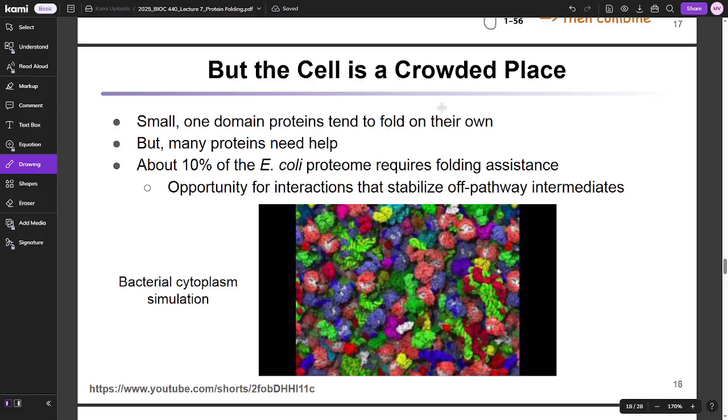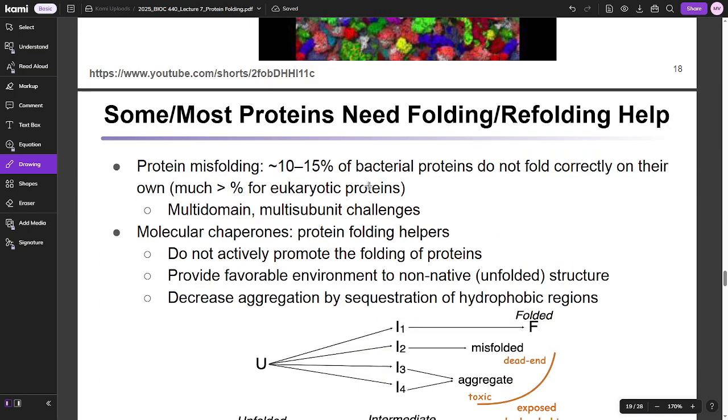I don't think this matters pretty much at all. This is cool, it's great that this house is a crowded place and you have a lot of stuff, but I don't think it matters.